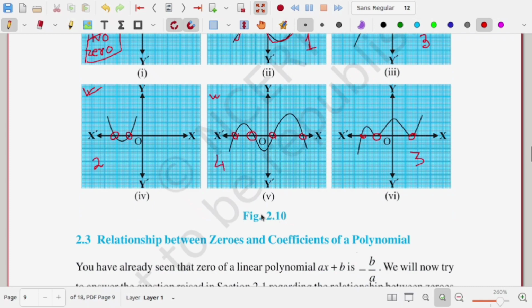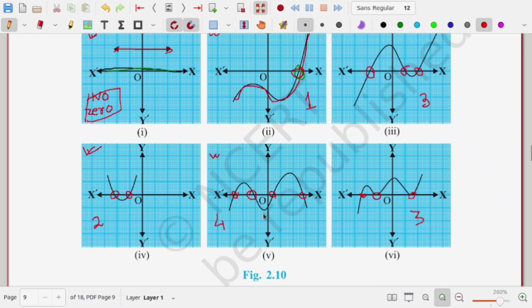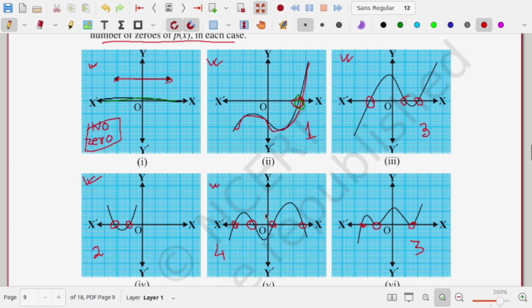So there is only one problem in the first exercise. I hope you have understood this solution. If you have any doubt, feel free to ask questions.